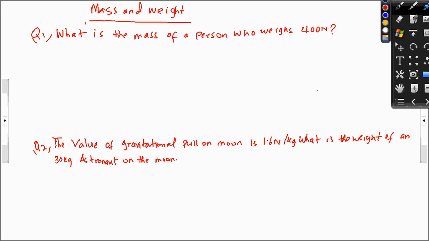Hello, today we're going to be talking about mass and weight.